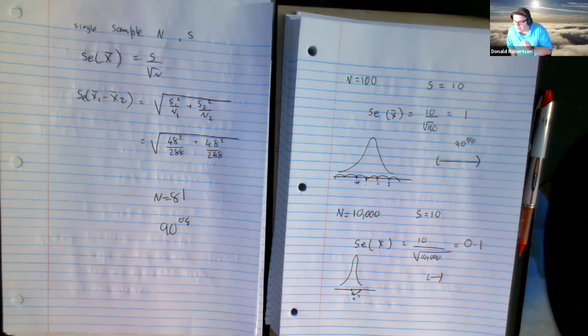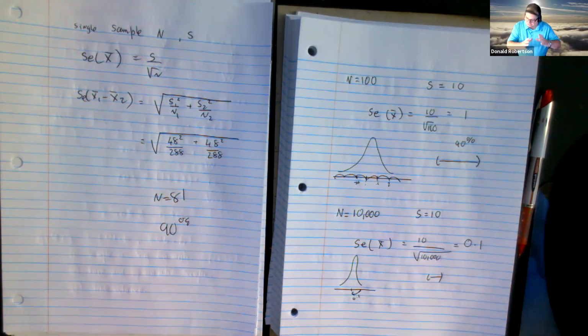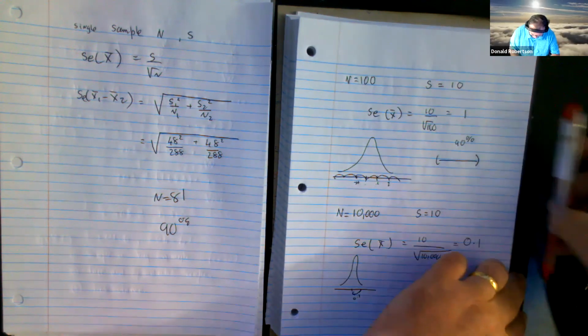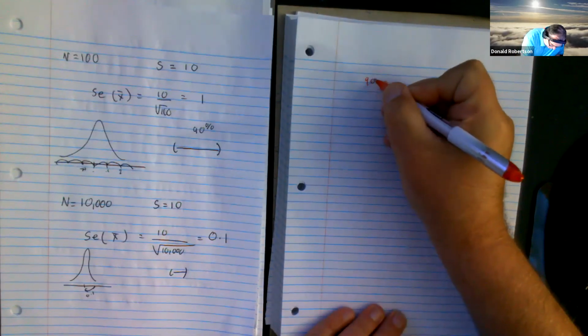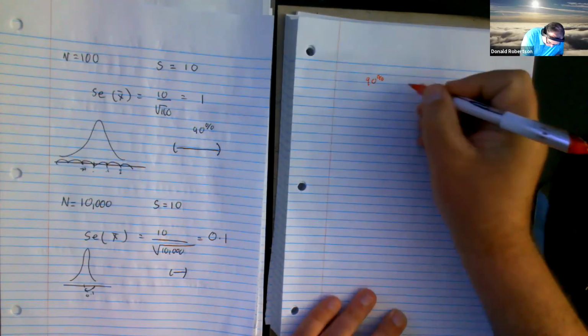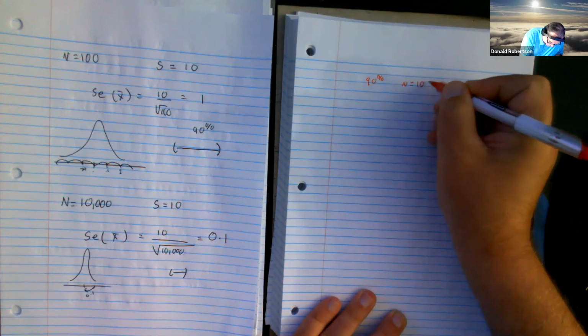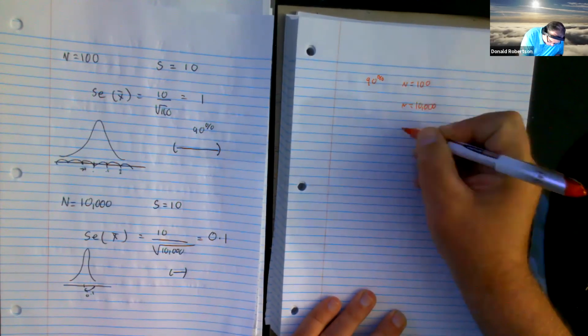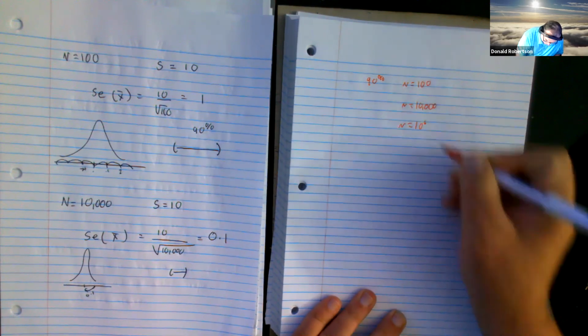Now, isn't that exactly the same property that is true for proportions? For the same 90% confidence interval, right? So imagine it was just a 90% confidence interval. If you have a sample size of 100, 10,000, or 1,000,000.